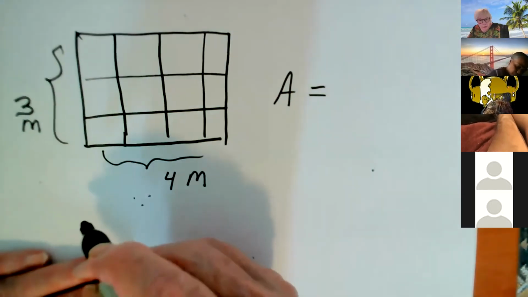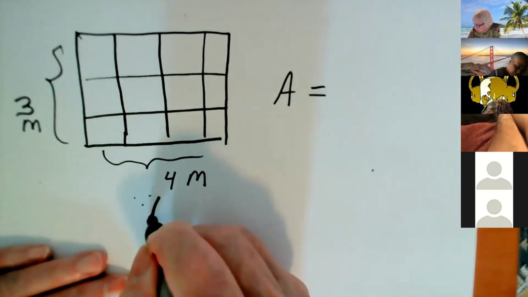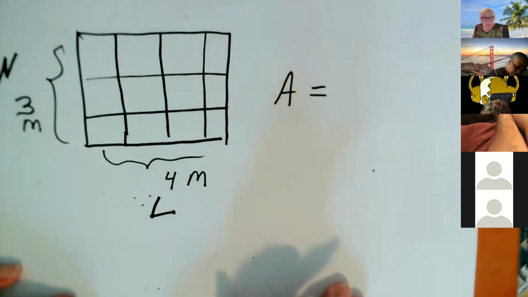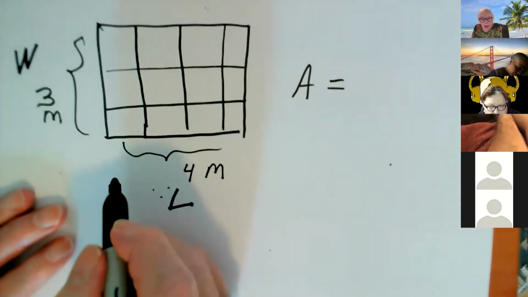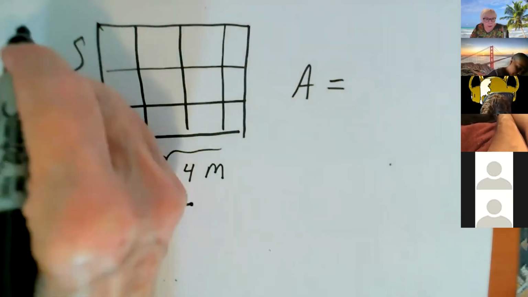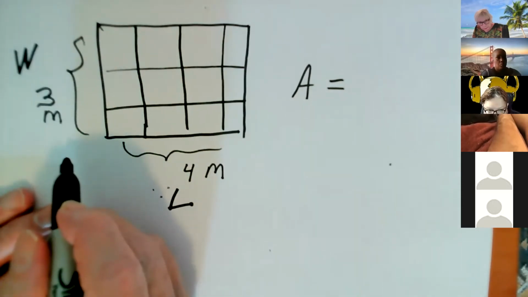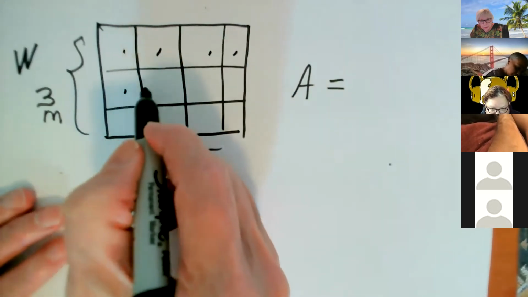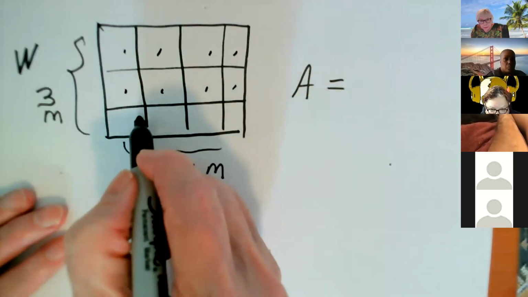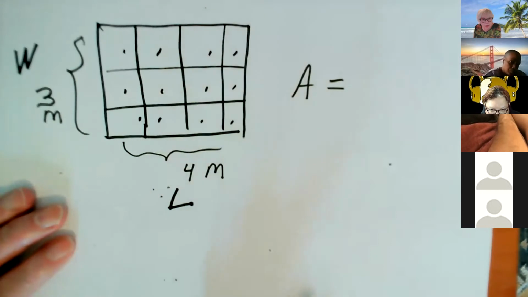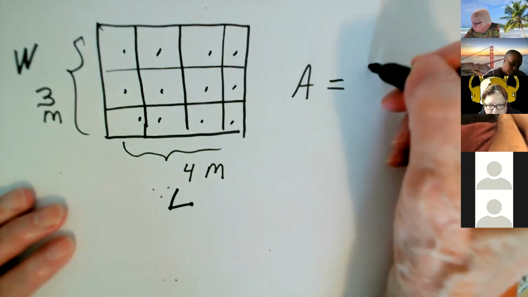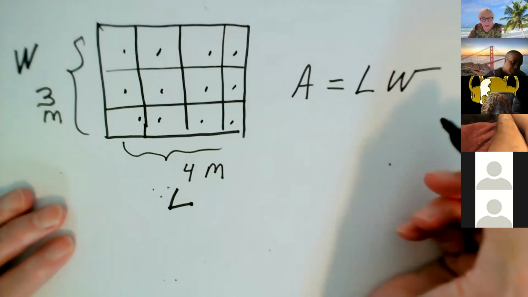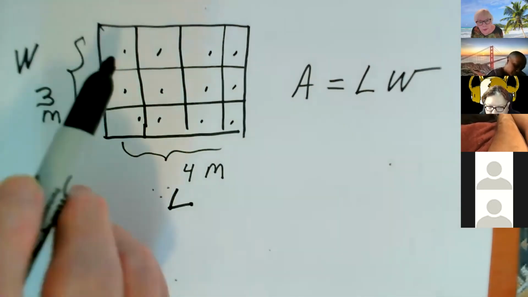So back to the formula, if this was the length and this was the width, I need to multiply 4 times 3. And I'll get 12. Don't I? I didn't say it was a beautiful picture, but there it is. So it's the length times the width. That's the formula for area. What do we use area for?